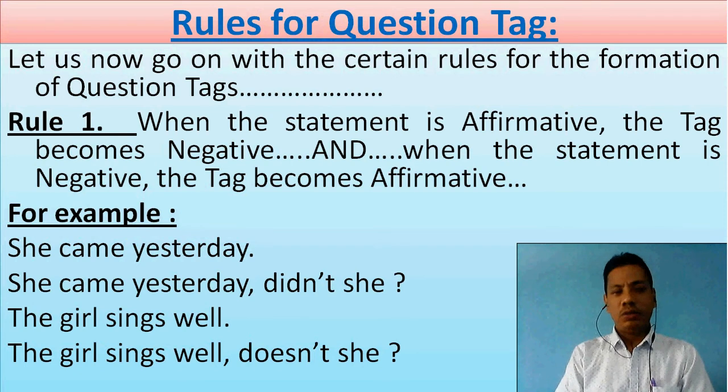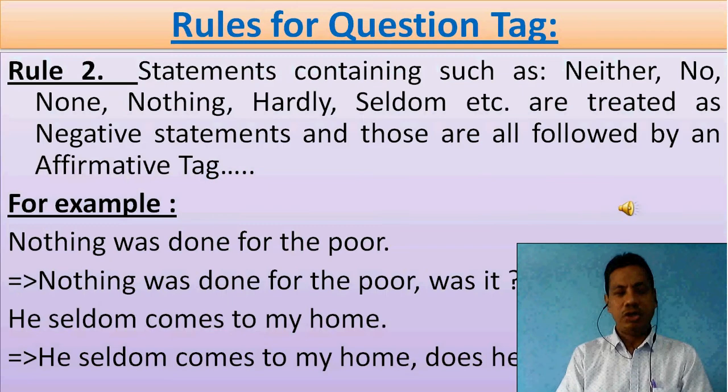Now let us go on with certain rules for the formation of question tags. Rule number 1. When the statement is affirmative, the tag becomes negative, and when the statement is negative, the tag becomes affirmative. For example, she came yesterday, didn't she? The girl sings well, doesn't she?